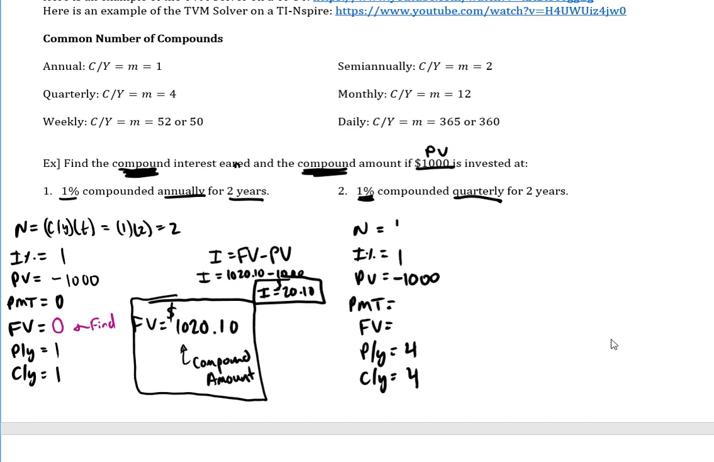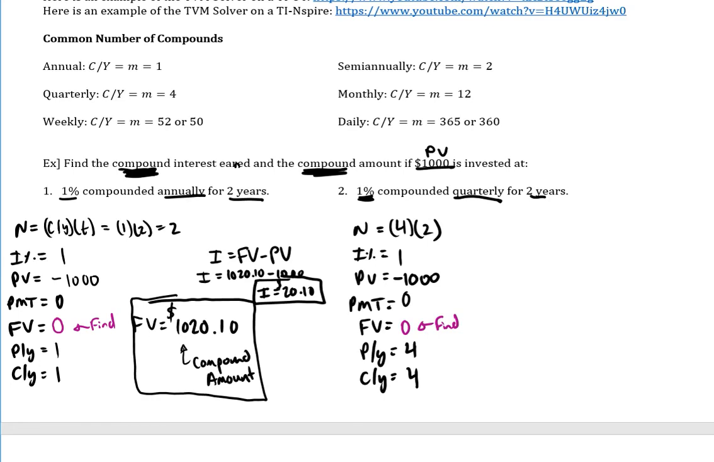And even at this point, you could plug it right into the N, instead of writing it out like I did in the first one. So I know this is part of that capital N, and the 2 years, I can plug the 2 into that. So this is really just 8. Okay, and then there is no payment. And the future value, again, just as a placeholder, I'll use a 0. That's what we want to find.